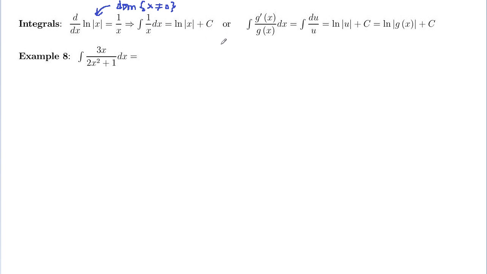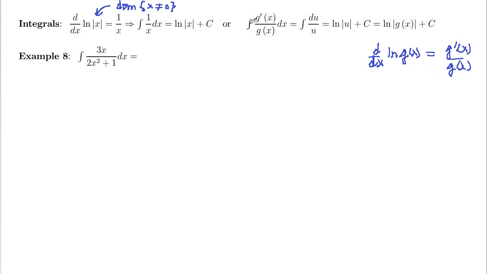And then remember that if we took the derivative with respect to x of natural log of a function g of x, we got g prime over g. So g prime of x over g of x. That means that if we were to integrate g prime over g, we would get back to the natural log of g of x. And that's this formula here.